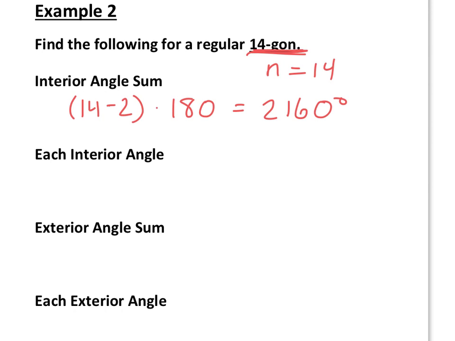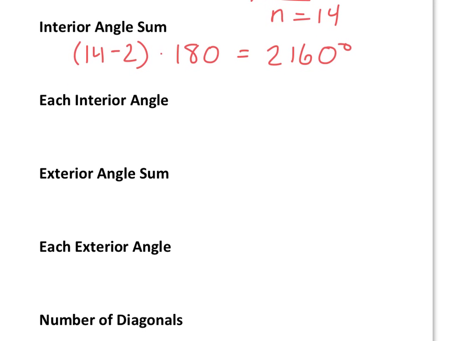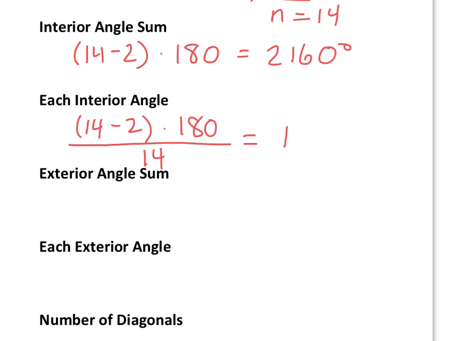Each interior angle, remember, is the interior angle total sum divided by how many angles there are. So the angle sum is what we just did, so that will be (14 minus 2) times 180, and then divided by n again, which in this case is 14. Do that calculation and you get 154.3 degrees.